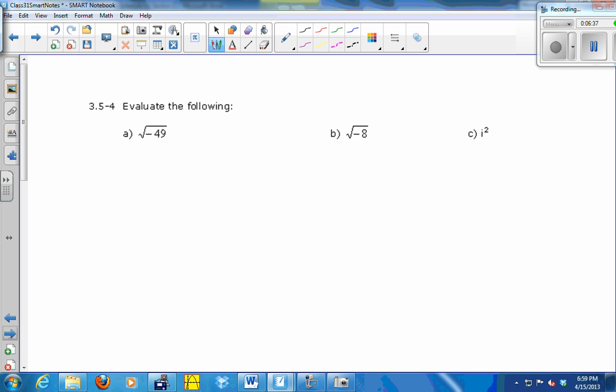For example, the square root of -49. I would rewrite this as the square root of -1 times positive 49, which is the square root of -1 times the square root of 49. The square root of -1 is i, and the square root of 49 is 7. So this comes out to 7i.